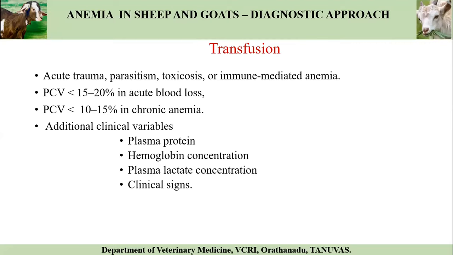That may be acute trauma, parasitism, toxicosis, or immune mediated, and in many cases we can choose plasma. We can choose blood transfusion if the PCV is less than 15 to 20% in acute loss. In chronic anemia, if the PCV is less than 10 to 15, we can choose the animal for transfusion. What additional clinical variables do we have to look for? We have to assess plasma protein level, hemoglobin concentration, and plasma lactate concentration. It's better to assess through arterial blood gas than clinical signs.